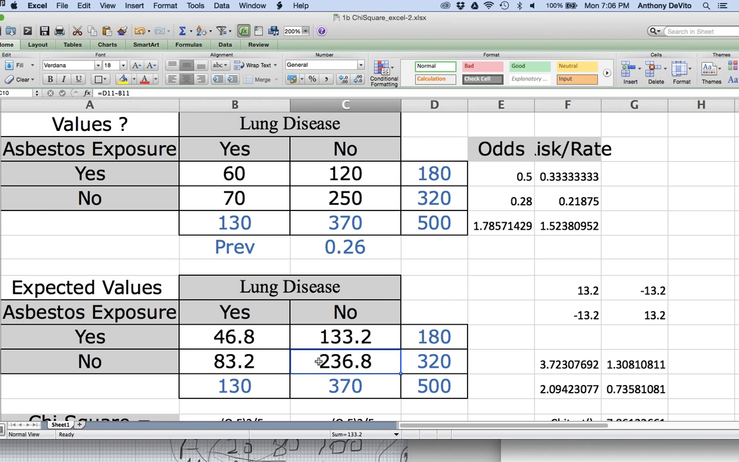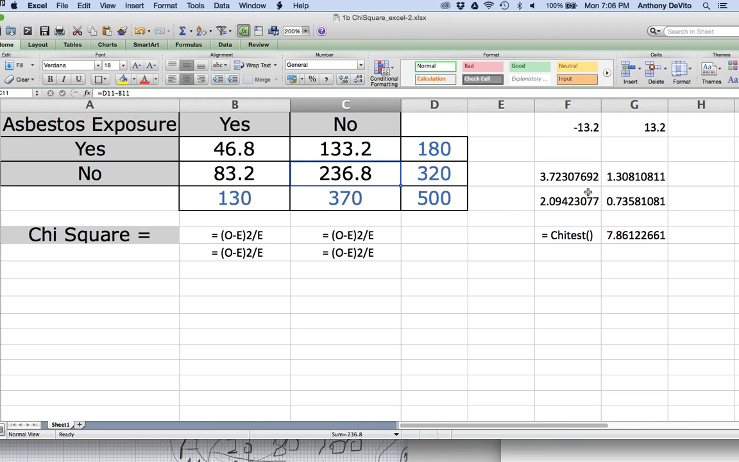So I do that with each cell. This cell, this cell, this cell. I do it with each one of them. I take the four numbers that I wind up with, which are here, and add them all together. It comes out to 7.86. Then I take that number, determine my degrees of freedom, and look up what my critical value of chi-square is.